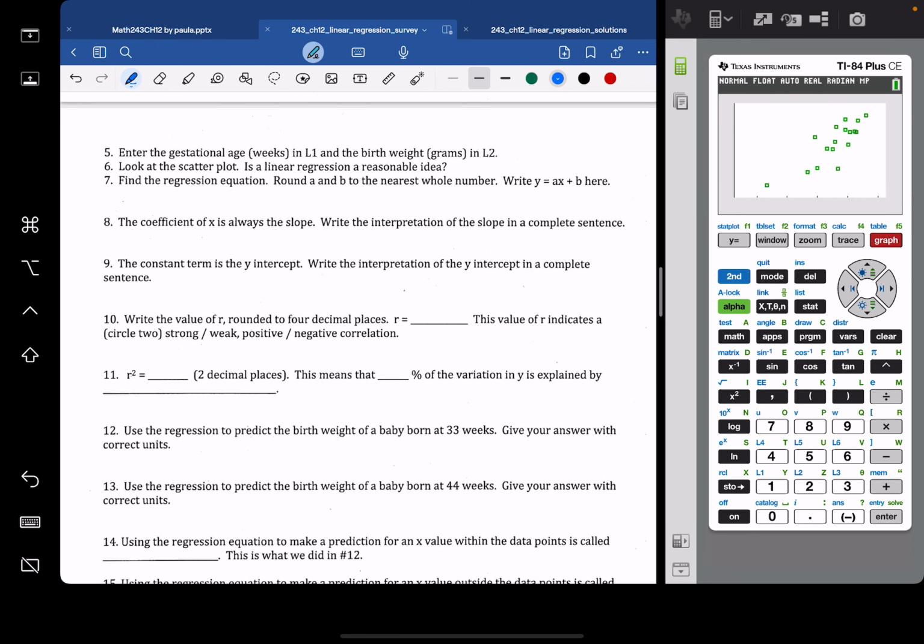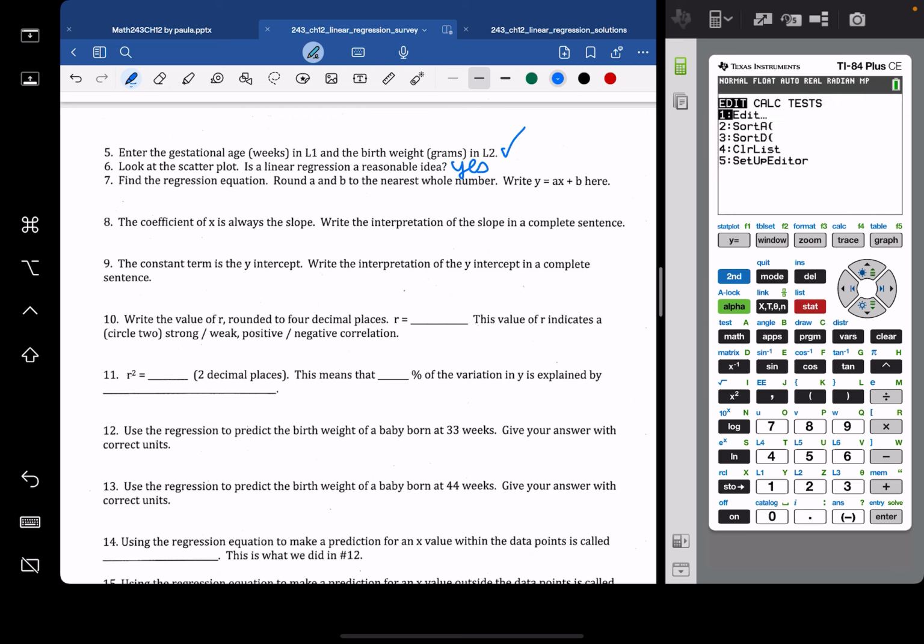So we already did this step. And is linear regression a reasonable idea? Yeah, this would be fine, a best fit line. Find the regression equation. So now we're going to go through the regression process.